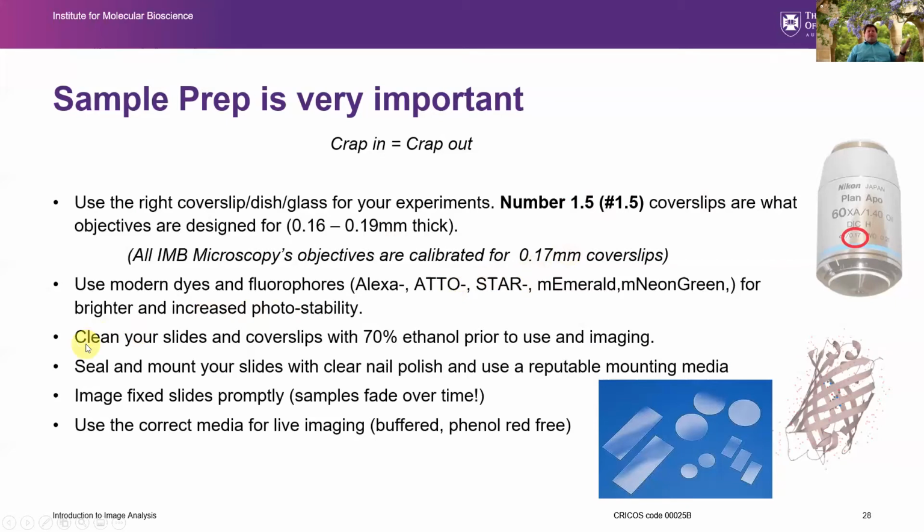Clean the slides and the cover slips with ethanol before you image. They are really dusty in this building, and dust tends to be autofluorescent. So you see these big bright things, and if you've got that perfect cell that has the right example and there's a massive bit of crud next to it and a big crystal of PBS or something that's autofluorescing, it can be quite frustrating. And your slides should be sealed with clear nail polish and using a reputable mounting media.